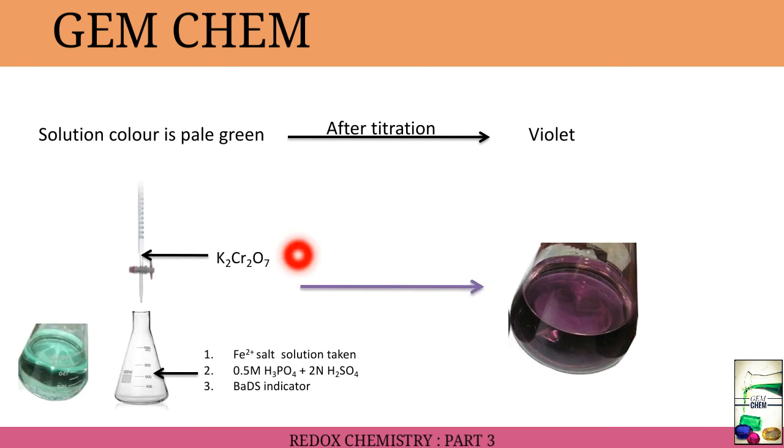Now see this one, the solution color is pale green previously, and when the titration is being performed we get a violet color. So after all the Fe2+ is oxidized to Fe3+, dichromate oxidizes the indicator and the end point is marked by a sudden change of color from pale green to violet. We can see the color change. This is pale green and this is violet. K2Cr2O7 has color but is not used as a self indicator. Why? So you can think of it and tell me in the comment section what the answer is, and I will answer this question in the next video.